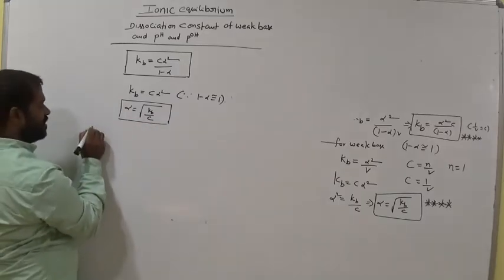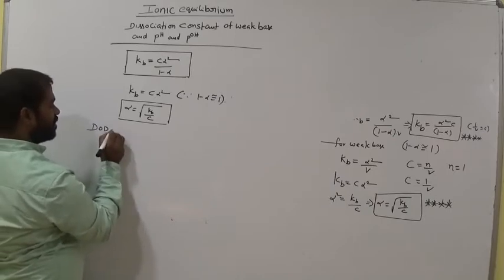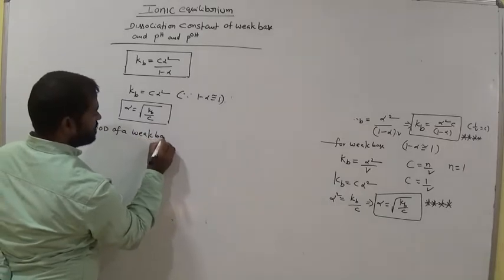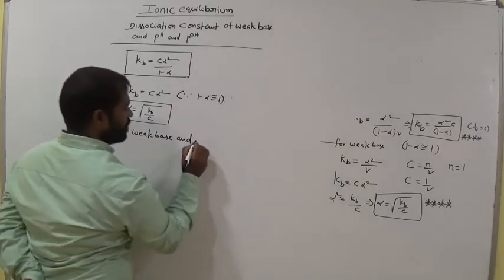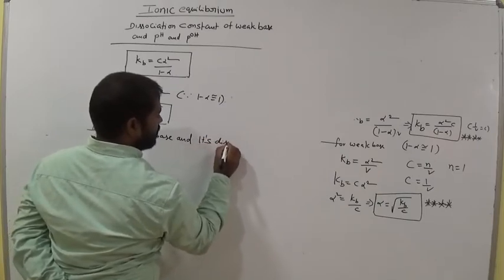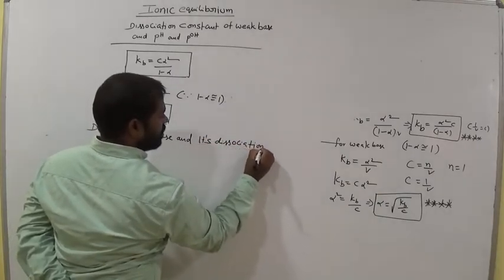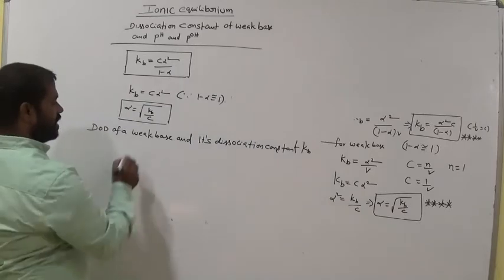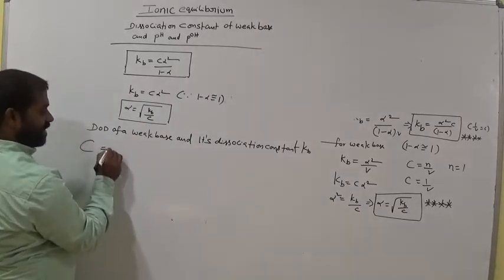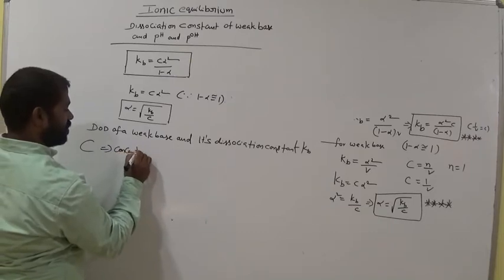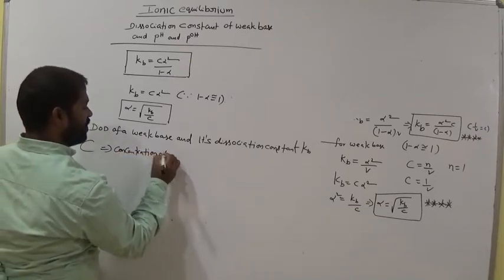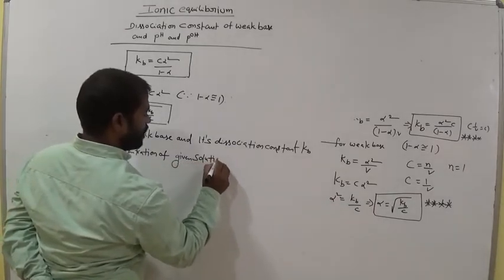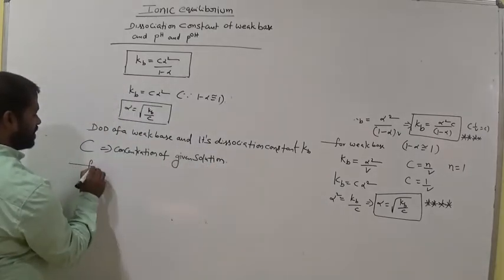Now this is the relation between the degree of dissociation of a weak base and its dissociation constant Kb, where C means the concentration of the given solution. Am I right?